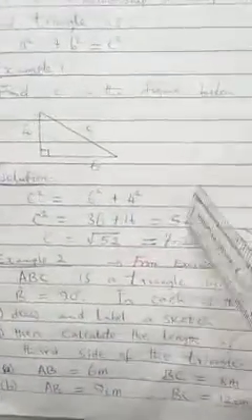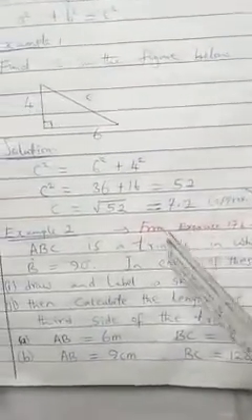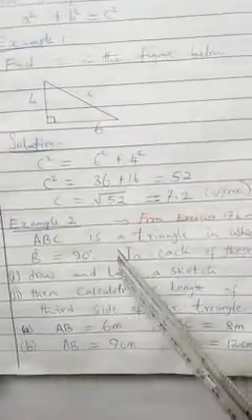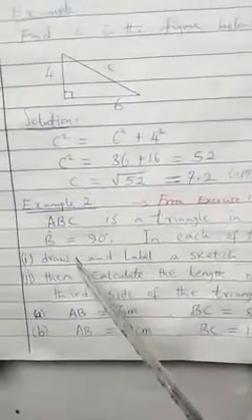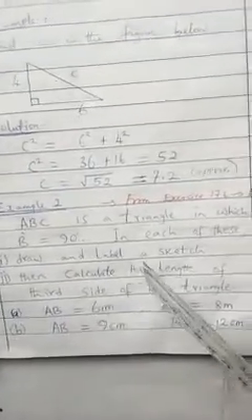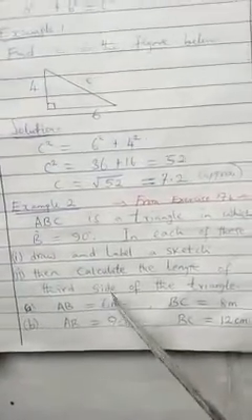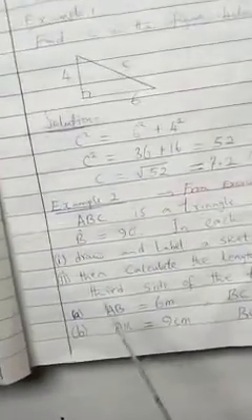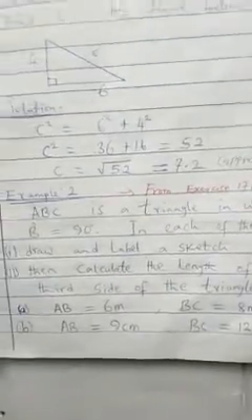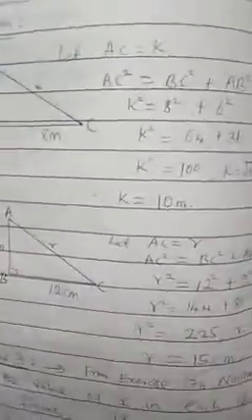Example 2 is extracted from exercise 17b of New General Mathematics for JSS 2. The question: ABC is a triangle in which angle B is equal to 90 degrees. In each of these, draw and label a sketch. Then calculate the length of the third side of the triangle. AB equals 6 meter, BC equals 8 meter; AB equals 9 centimeter, BC equals 12 centimeter. Let's look at the solution.